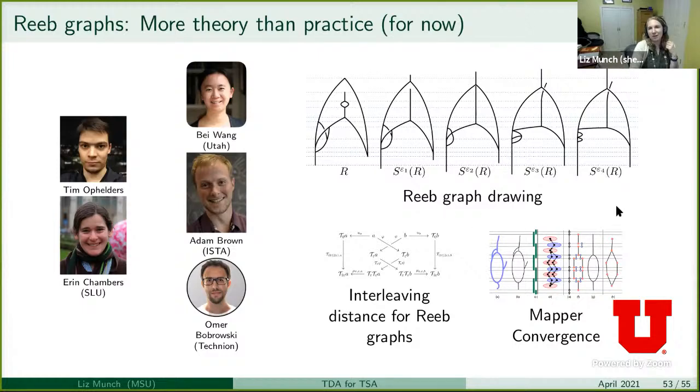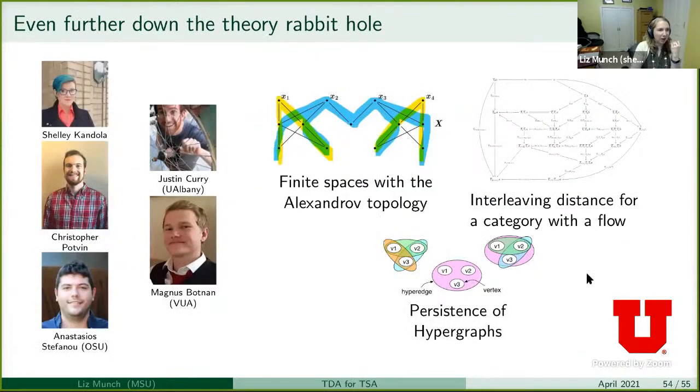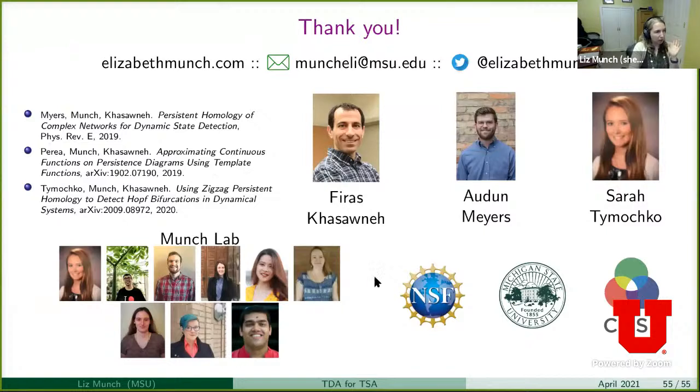And then I go off the theory deep end and have all sorts of fun with hypergraphs and categories, very, very theoretical stuff. Shelley Candela is an expert in finite topology and how you do things like topological complexity. She's been a postdoc in my group for a little while, and Christopher Potvin is a new graduate student working with me who's doing persistence and hypergraphs, and how you actually do things with slightly less nice representations. So that's a few of the papers related to what I was talking about.